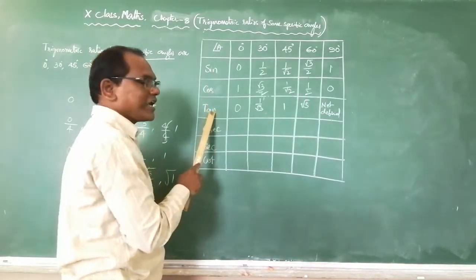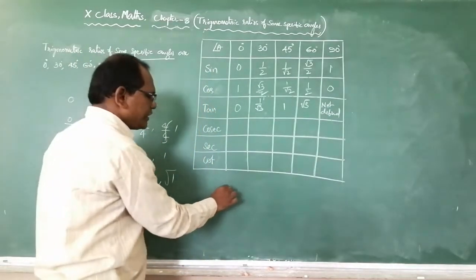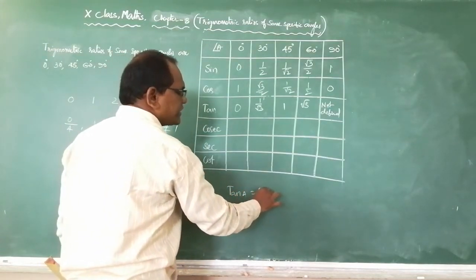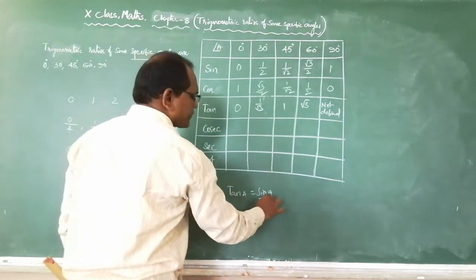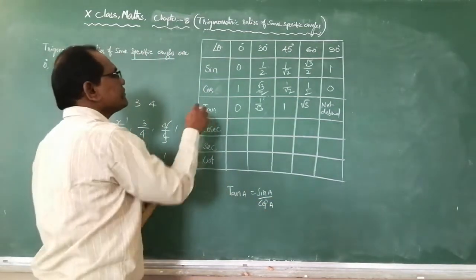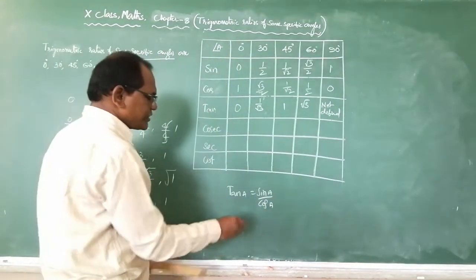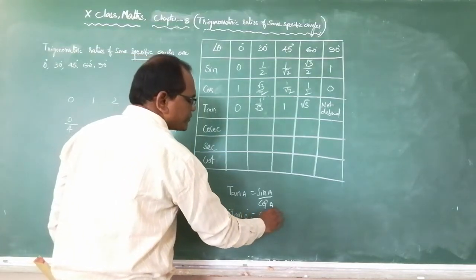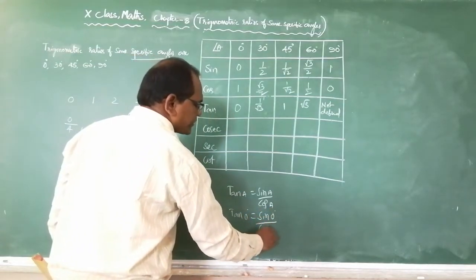Sine by cos means tan. Tan, what I have told you before. Suppose tan A equals what? Sine A by cos A. So here it is tan, the first one. What is the degree? 0 degrees. Tan 0 degrees means sine 0 degrees by cos 0 degrees.